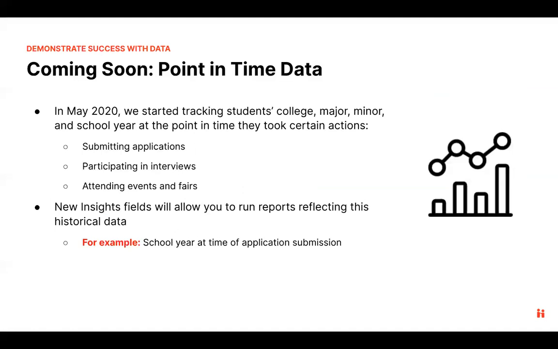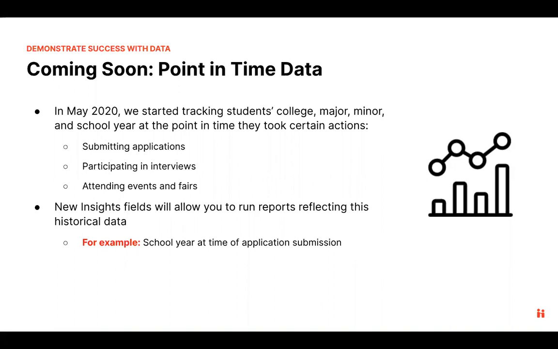Next slide. So point in time data, this is something that we should be releasing soon. This will allow your team to report on trends and get a sense of when students are taking certain actions. So starting last year, we began capturing key student information, things like major, minor, and school year. At the moment a student took a certain action, like submitting an application or attending an event, we will be adding these new point in time insight fields. And soon you'll be able to run reports reflecting this historical data.